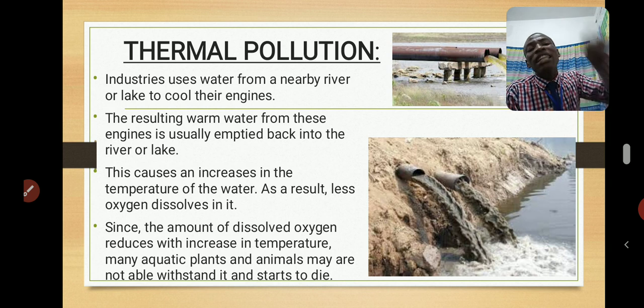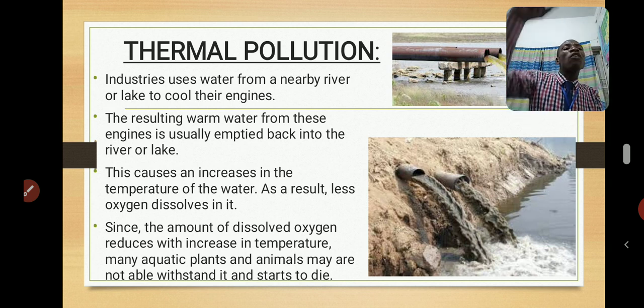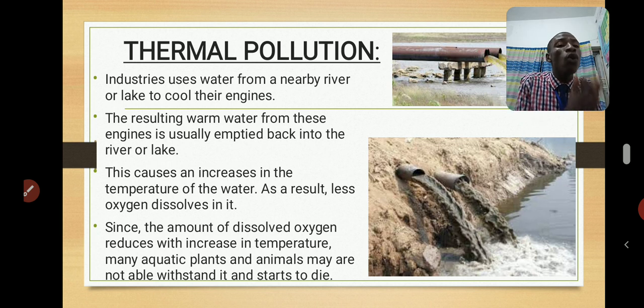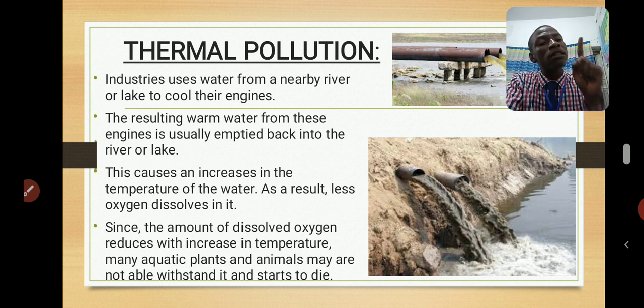The implication is that the amount of oxygen that will be remaining inside the water will be drastically low to sustain the life activities inside the water. This will lead to competition and death of organisms in the water. This is how thermal pollution, this is how water is polluted by heat.